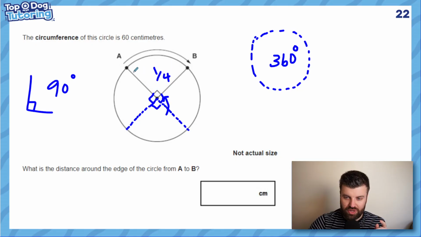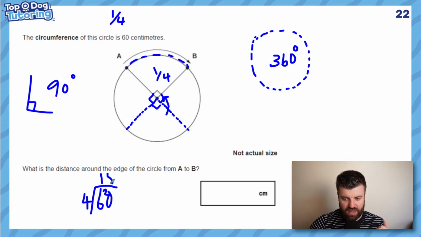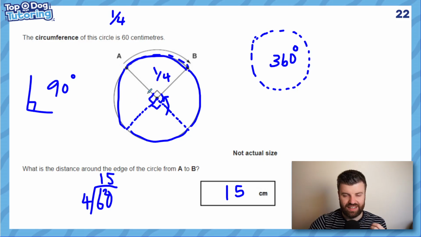So if we've got 1/4 of the circle from A round to B, we need to work out 1/4 of the circumference. We've got 1/4 of 60. If you know your times tables, this is going to be really easy. If you don't, you're going to take 60 and divide it by 4, so it's in quarters. 5 lots of 4 is 20. 15 centimeters is this chunk from A to B. Because the next one would be another 15, another 15, and another 15. 4 15s are 60, which is the total circumference. Well done if you managed to get that. Good application of your circle knowledge.